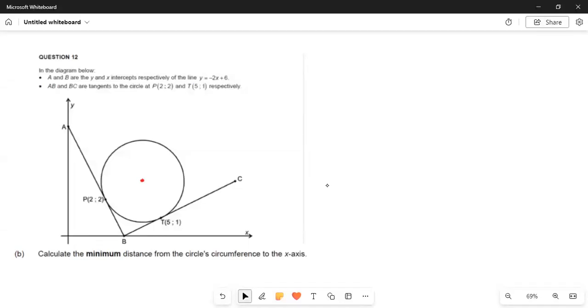Question 2 says calculate the minimum distance from the circle circumference to the x-axis. Now, they did two things for this question. I'm going to go through the last part first just to explain and then tell you why they did the first part. So, for the last part, we had recently calculated a line that goes through our center, and this line had a gradient of 1/2.